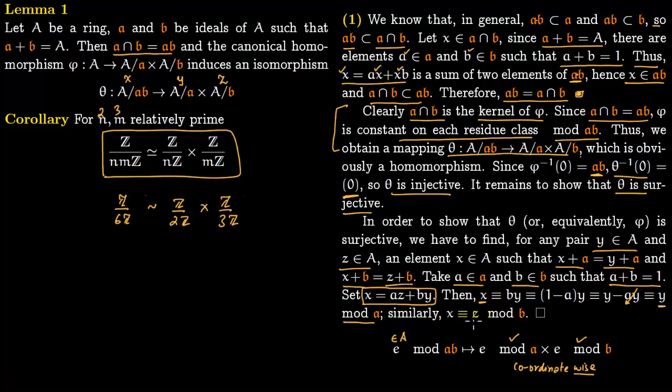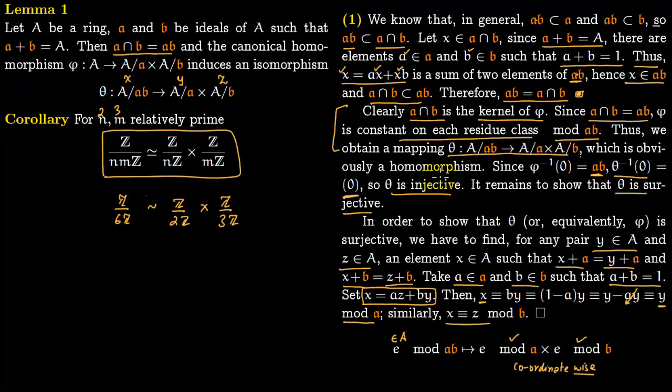Similarly, we can do the same thing for x modulo b. You can start by modding out by b here. This becomes 0, 0. Then instead of a, you write 1 minus b, and do the same procedure. You get x equivalent to z modulo b.